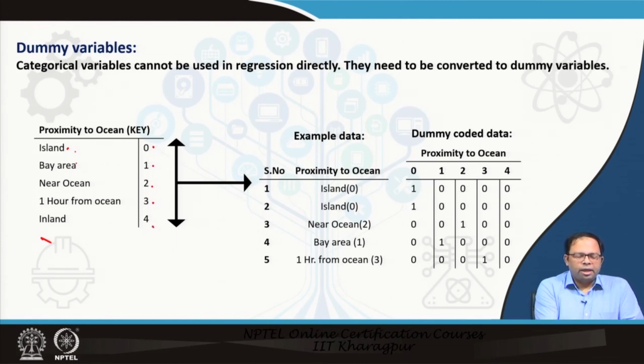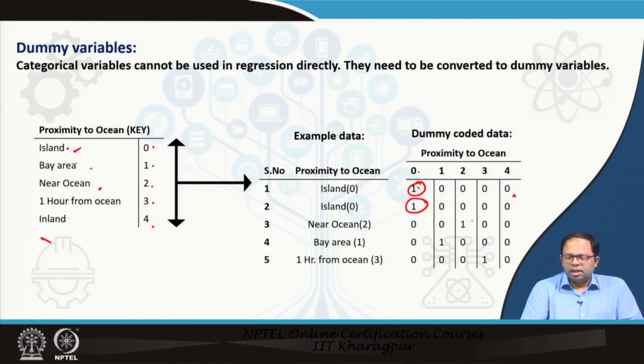So, it could be an island, it could be in a bay area, it could be near the ocean, or it could be 1 hour from the ocean, or it could be inland. So, this is how we can dummy code the data. This is the example data. The first one is island. So, it shows 1, and for everything else it is 0. For the next one, it is again island. So, it is 1 for the first category, and for everything else it is 0.